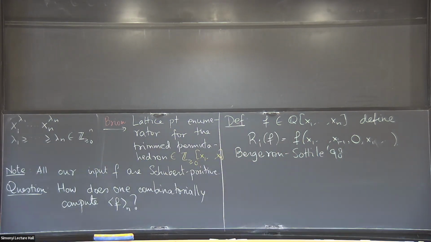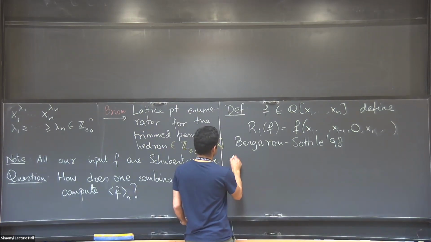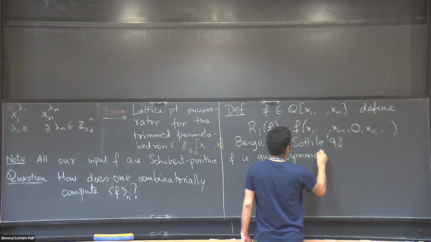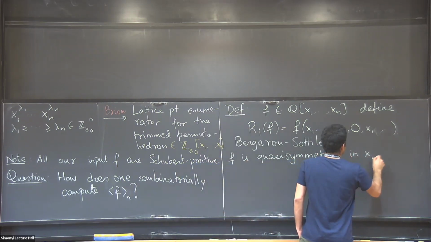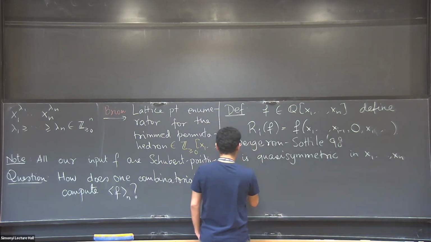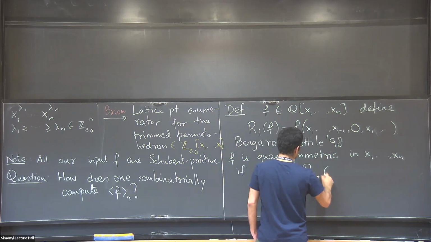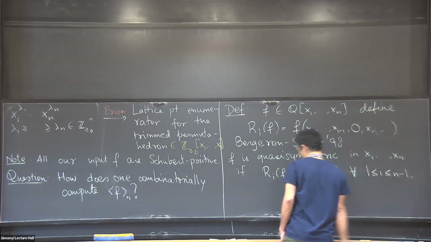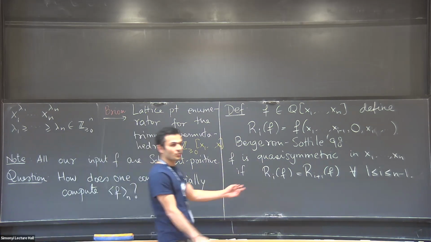So I want to use this operator to define what it means for a polynomial to be quasisymmetric. I say f is quasisymmetric if something holds, and what is that something? R_i of f equals R_{i+1} of f, for all i. Applying this map R_i produces the same result as applying the map R_{i+1}.